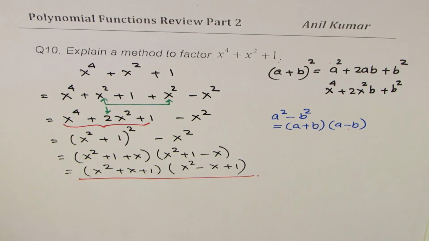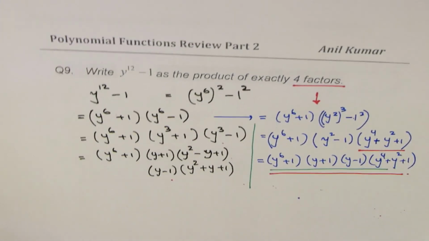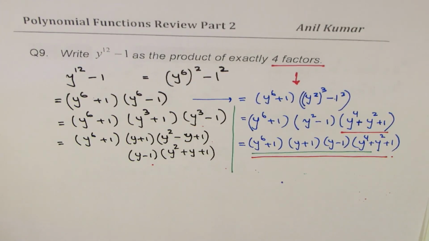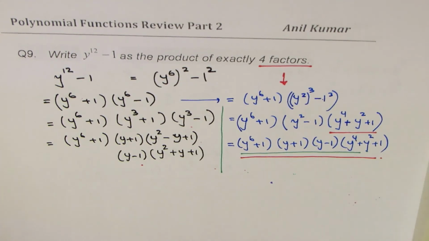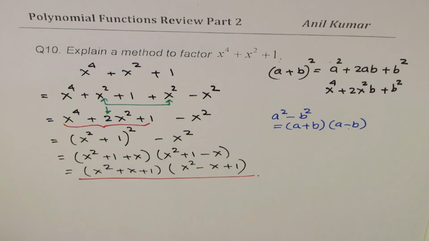So I hope you understand and appreciate why in the previous case we had a condition that we could have got 4 factors or 5 factors. Does that make sense to you? Perfect. I hope you learned a lot in this.